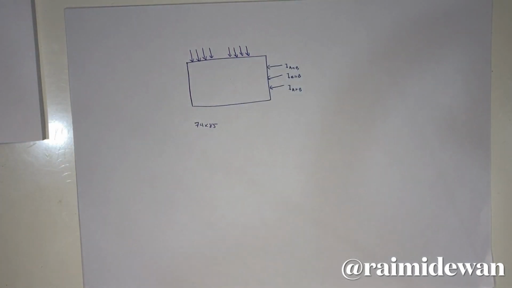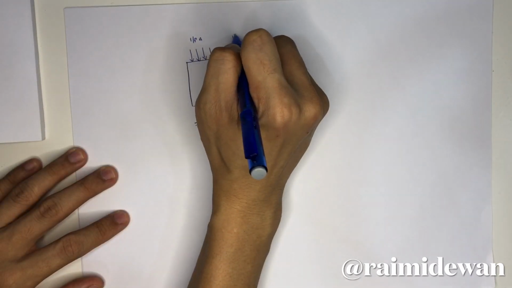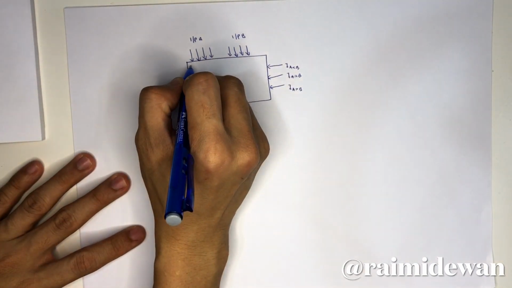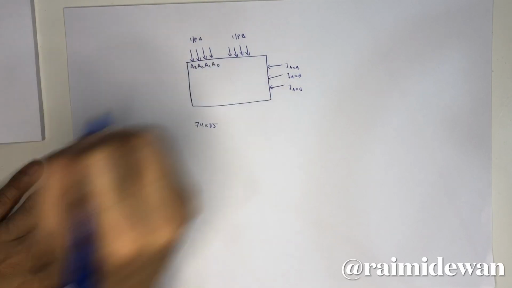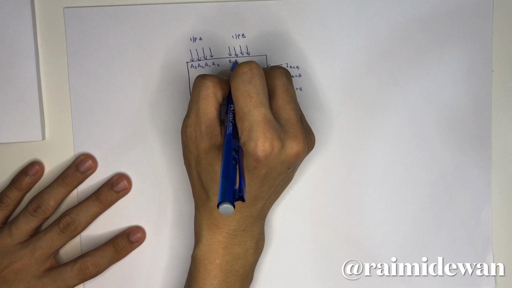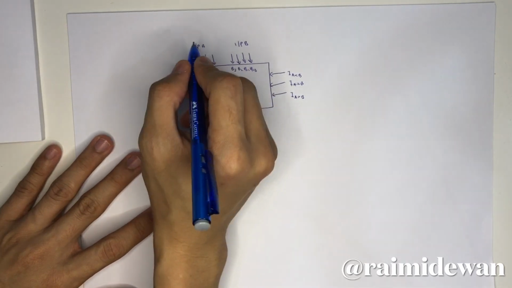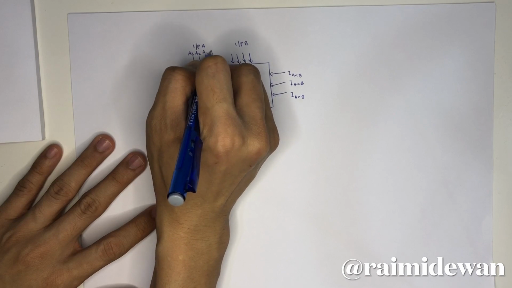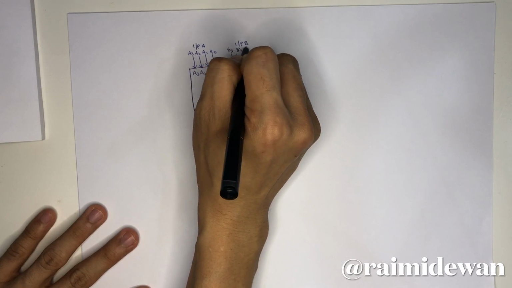So let's say this is input A, and the second is our input B, each with a 4-bit combination. Let's just take the same designation: this one is A3, A2, A1, A0, and this one is B3, B2, B1, B0.